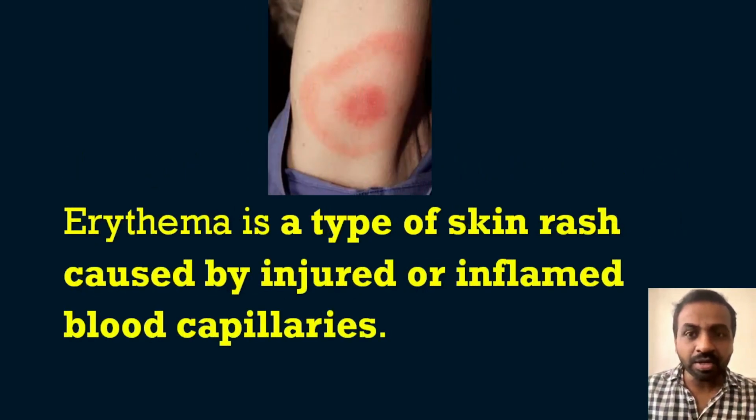Then another option was the erythema. So what is erythema? Erythema is always associated with the blood capillaries. Erythema is a type of skin rash caused by injured or inflamed blood capillaries. We can see that this is very wide and reddish in color, and it is because of the blood capillaries inflammation. So that is erythema.